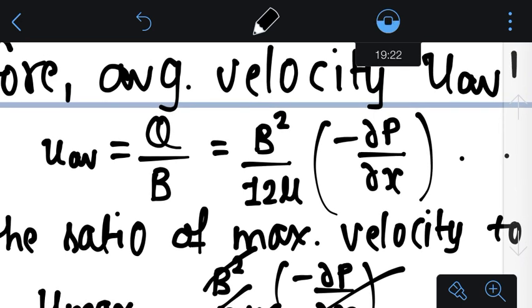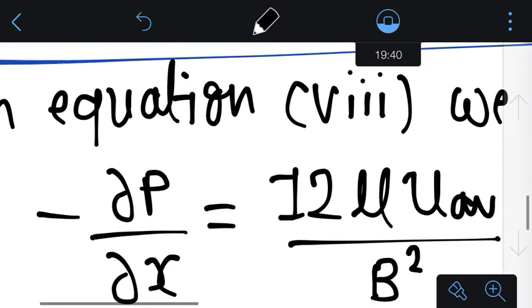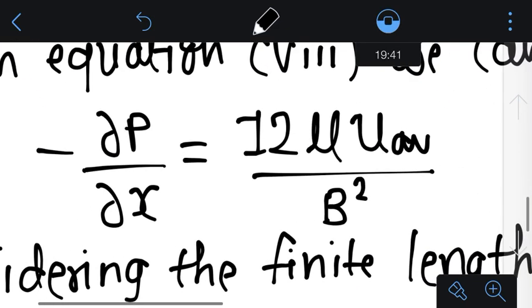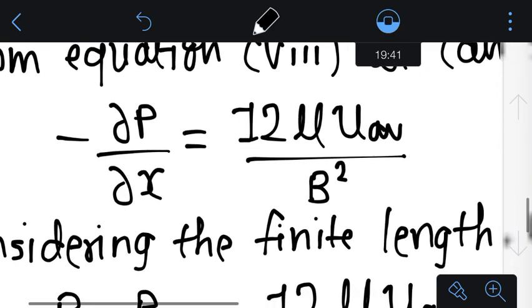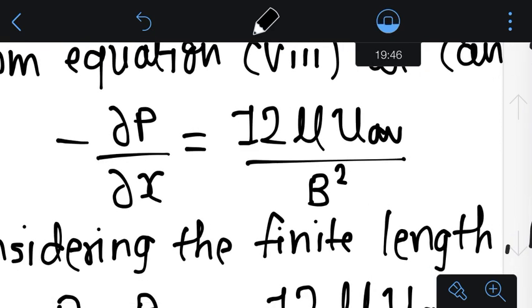Now we are interested in this term, curly p upon curly x, which is nothing but your drop of pressure. And as we have seen, we have to show this pressure drop in terms of average velocity. That's why we are utilizing this equation of average velocity here. So we can write this equation in terms of pressure drop: minus curly p upon curly x is equal to 12 mu u average upon b square.